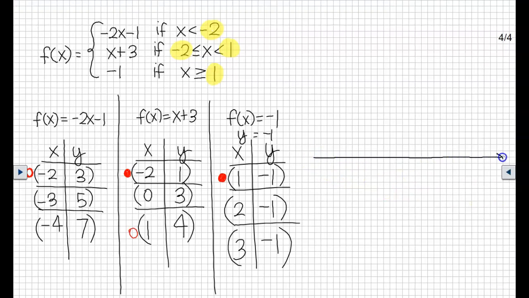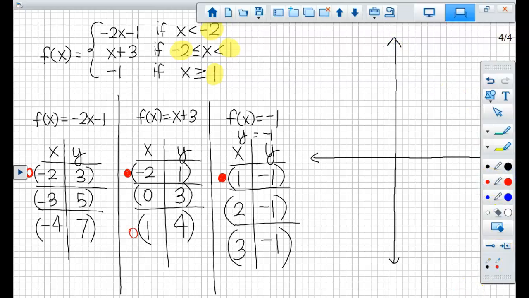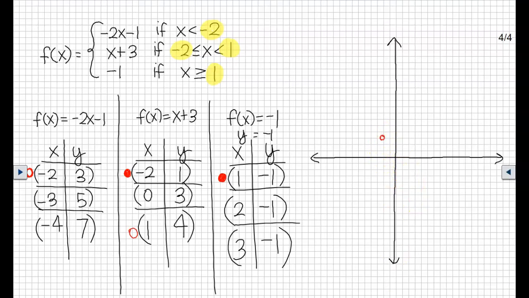So this piecewise function had 3 different rules. So we should expect to see its graph in 3 different pieces. All right, I'm going to start with red for piece 1. (-2, 3) is going to be an open circle. (-3, 5). And then (-1, 7), and so on, counting the squares up.